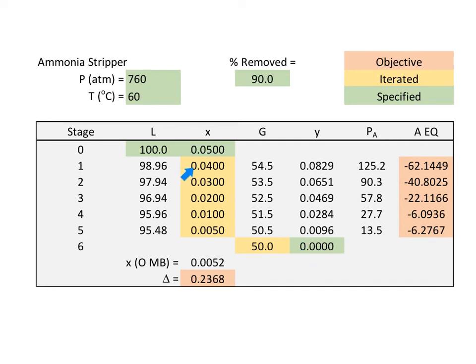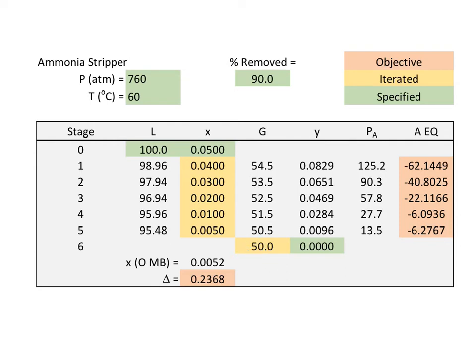I start by guessing values for the liquid phase composition leaving each stage here. And I just made that go in an even amount from stage to stage. And we also specify here the gas flow rate, which will be one of the things that we change to solve the problem.